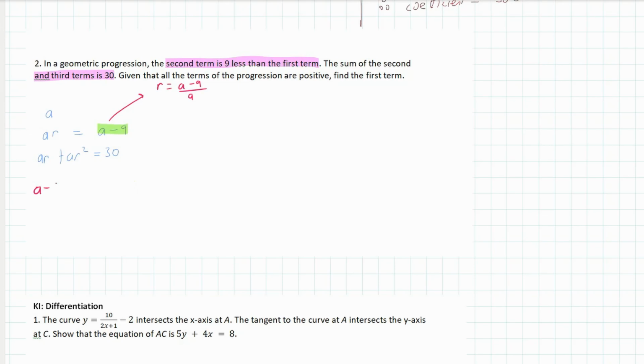And I guess we can rewrite this as: A minus 9, so that's the first term then, plus A into A minus 9 over A all squared equals 30. And we get A minus 9 plus A into A minus 9 squared over A squared equals 30.